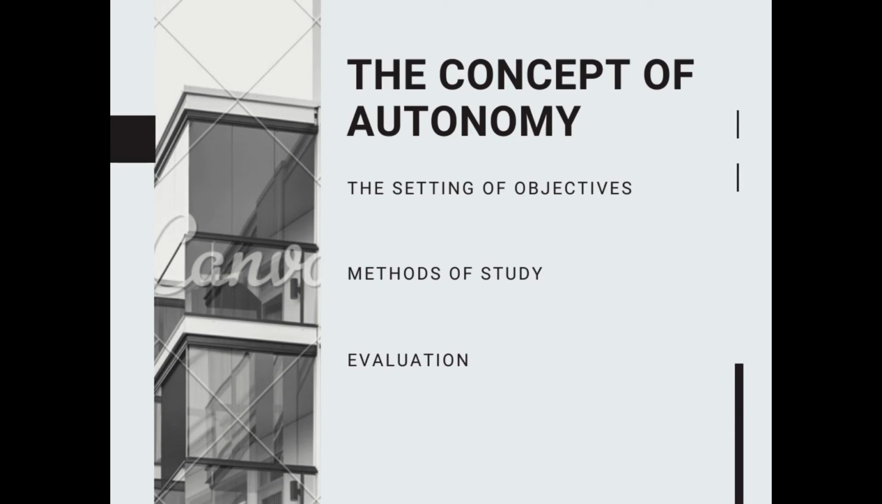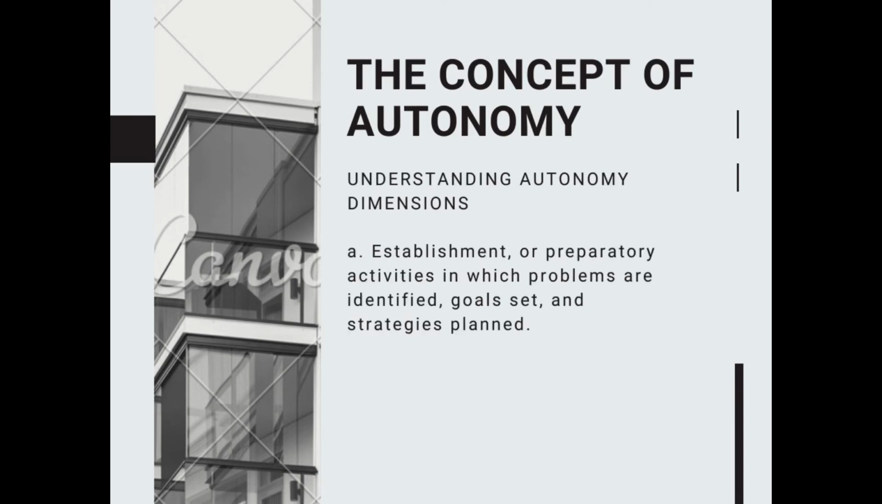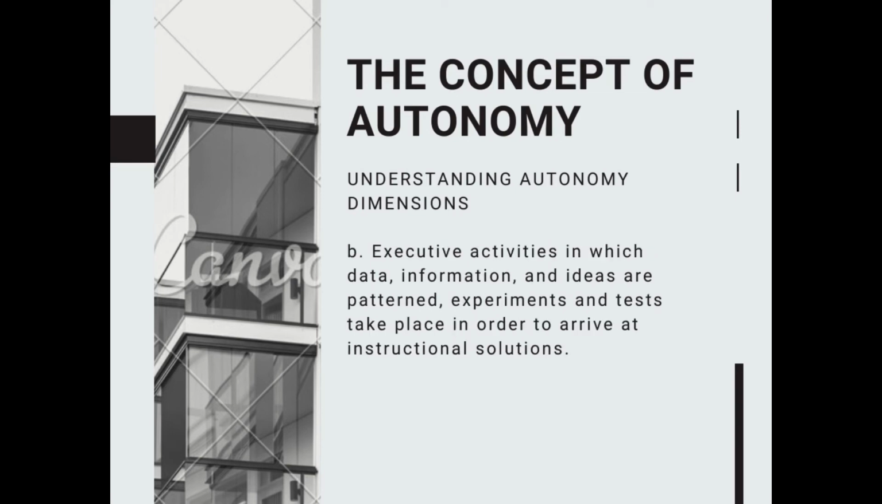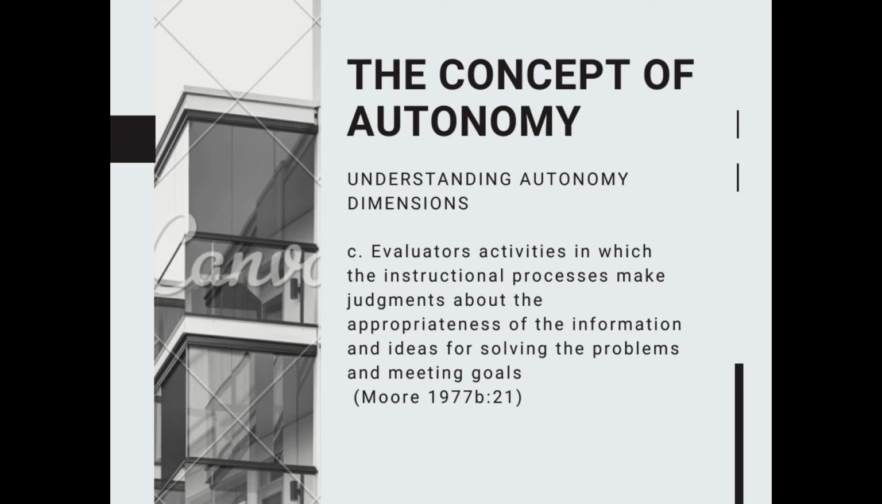Adult learners may have different needs and levels of autonomy, but Moore suggested that, to be able to measure the autonomy dimension of an educational program, the following characteristics are relevant to the teaching-learning process. A. Establishment or preparatory activities, in which problems are identified, goals set, and strategies planned. B. Executive activities, in which data, information and ideas are patterned, and experiments and tests take place, in order to arrive at instructional solutions. C. Evaluative activities, in which the instructional process makes judgments about the appropriateness of the information and ideas for solving the problems and meeting goals.